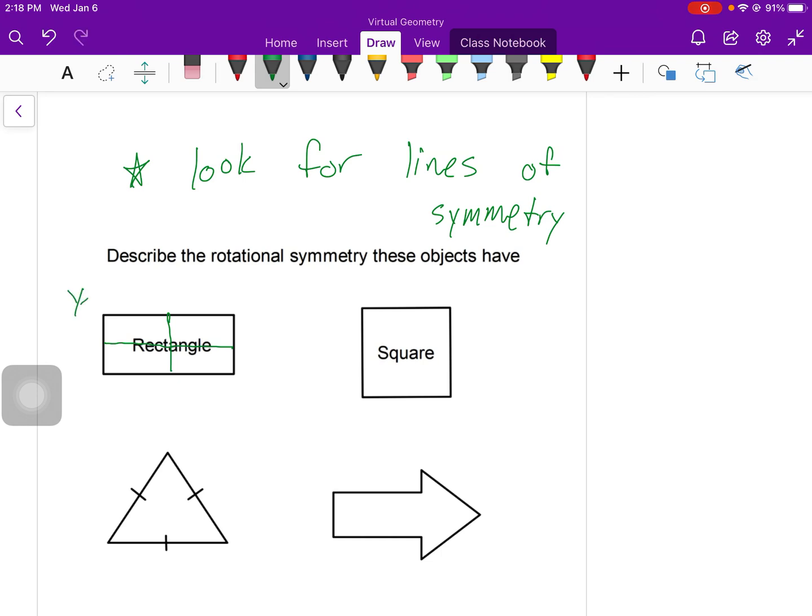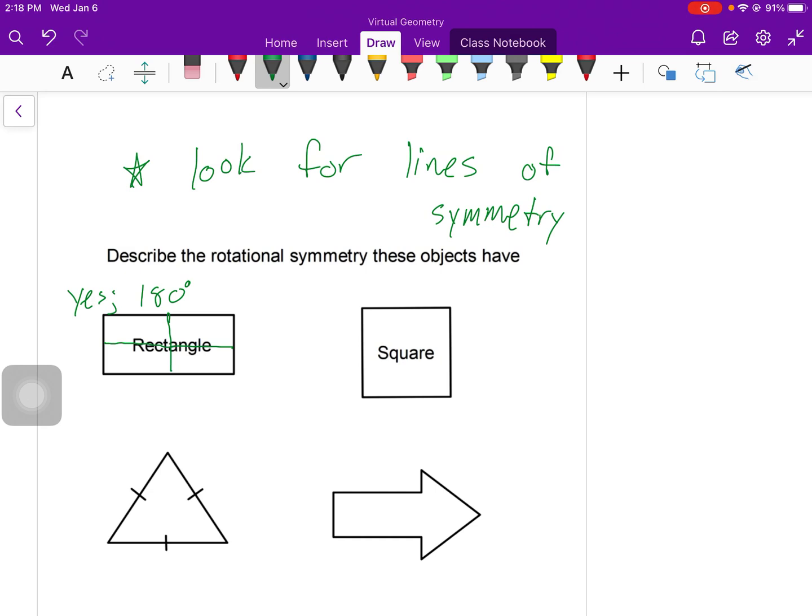It says, describe the rotational symmetry. We have rotational symmetry in this, and to describe it, we're going to say 180 degrees. If none of that makes sense to you right now, hold your iPad in front of you. If you turn the screen off and you turn this thing 180 degrees, what was on the top is now on the bottom. It would still look like a rectangle, exactly the same thing. It has the same length across the top and bottom, the same lengths on the sides.